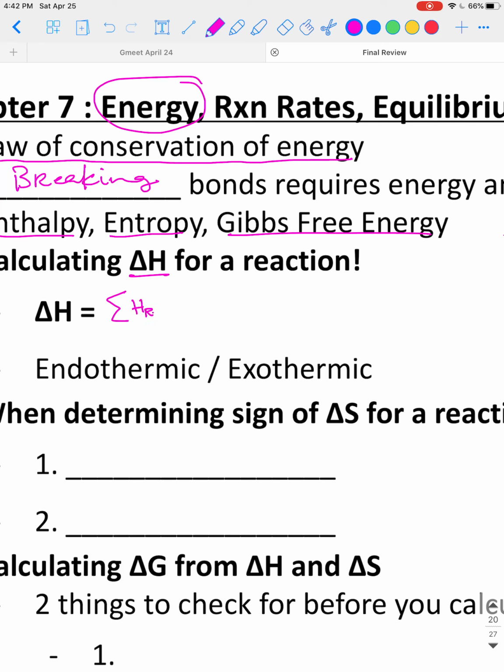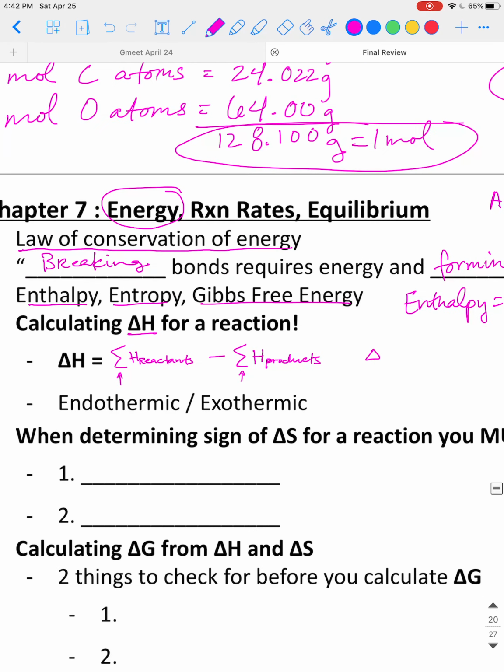So the big thing from chapter 7 here is you need to know how to calculate delta H. Delta H is the sum of the enthalpy of the reactants. Okay, you add up all the bond dissociation energy for every kind of bond and the number of bonds you have on the reactant side, and you add all of that up, and then you subtract off the sum of the enthalpy of the products. Okay, these little Greek symbols here just indicate that we're taking a sum. All right, so enthalpy of the reactants minus enthalpy of the products gives you delta H.